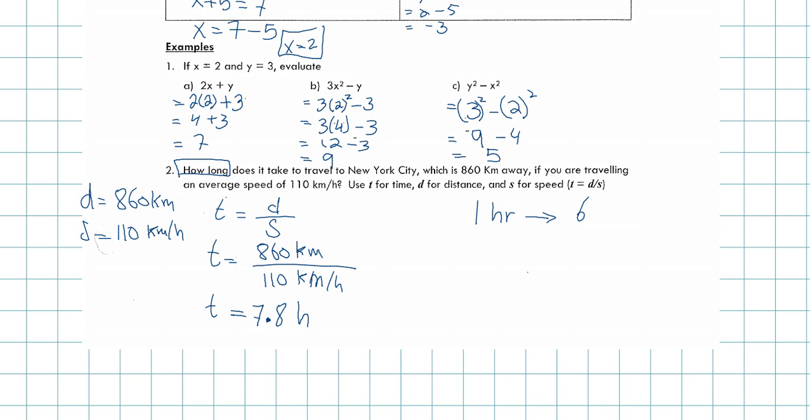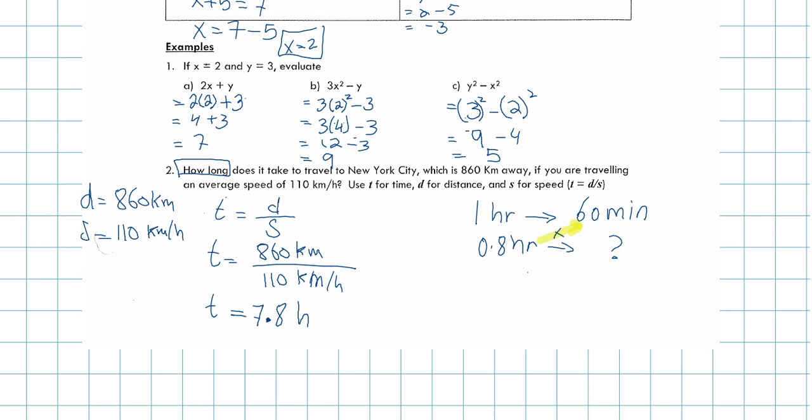Okay, and how do you do that? What do you do? So you have 0.8 of an hour. How can you convert that to minutes? Multiply by 60, right? And then divide by 1, right? So basically this is the steps that we do. We multiply by the 60. And then we divide by the 1. Okay?